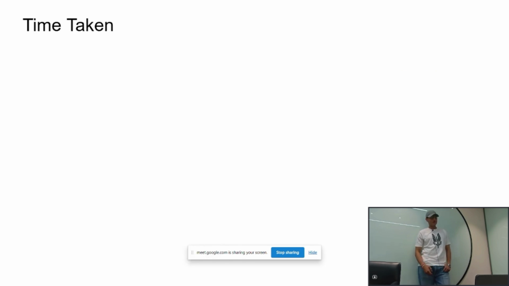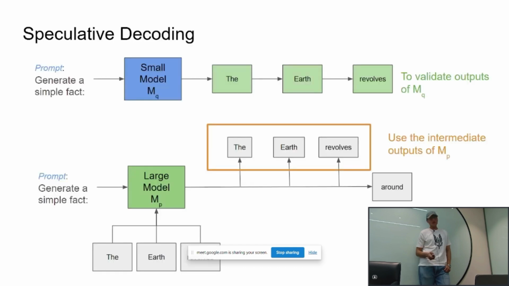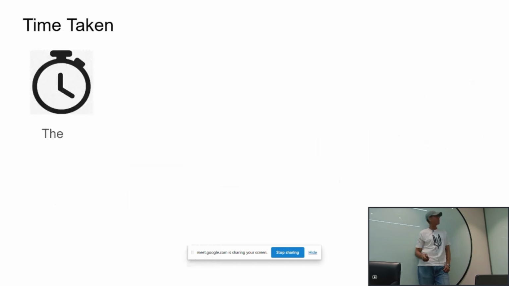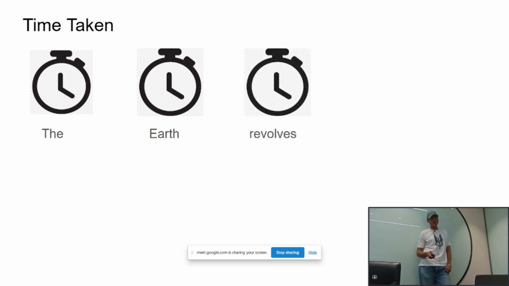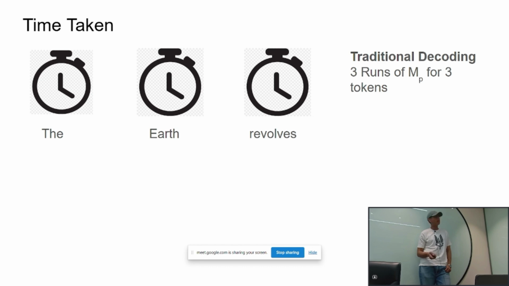Now to discuss whether this approach actually saves us time or not, we'll take a look at that. Let's say the larger model had to predict these three tokens, that is, the earth revolves. It would do an entire run of the decoder and generate the first token, then another run of the decoder to generate earth, then another run of the decoder and generate revolves. So this is traditional decoding. You would take 3 runs of the larger model to generate 3 tokens.